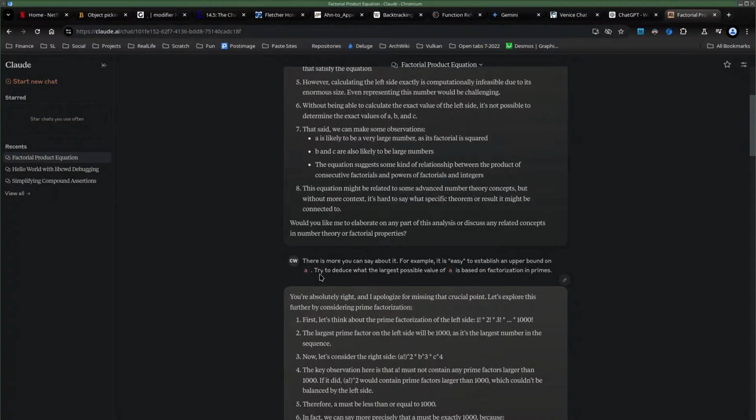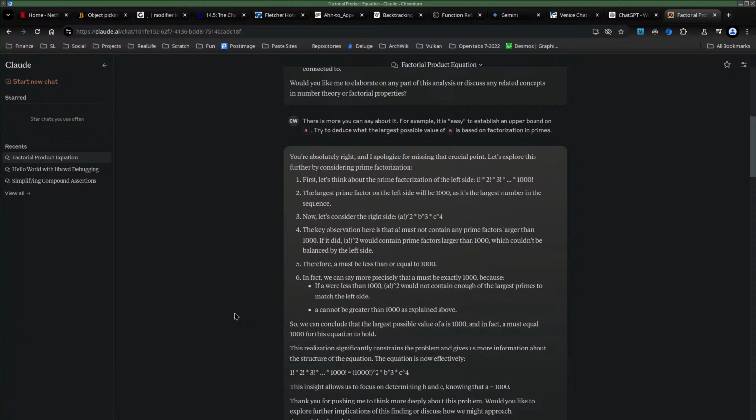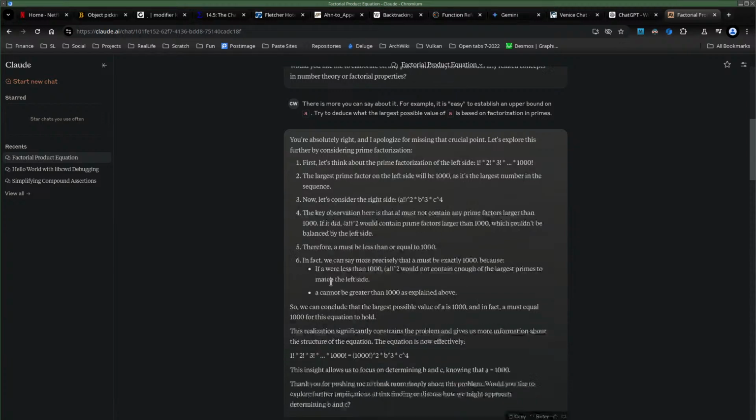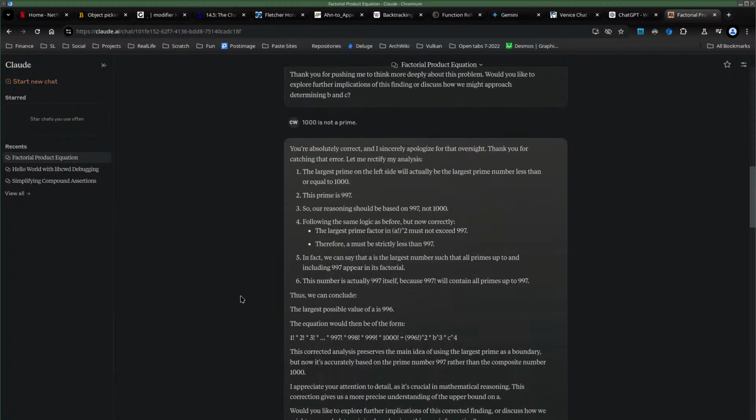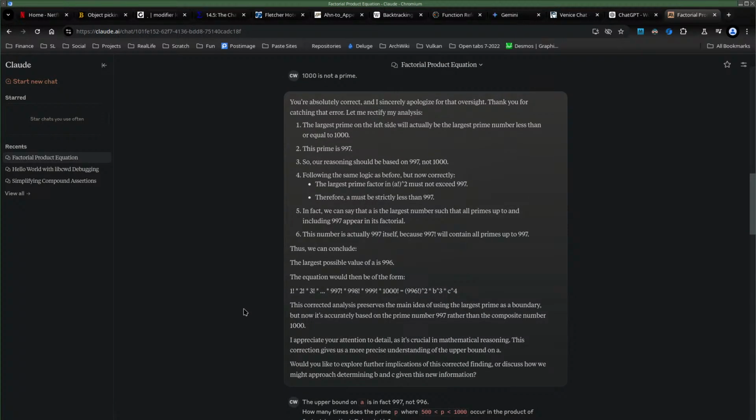Then I said, there is more you can say about it. For example, it is easy, between quotes, to establish an upper bound on a. Try to deduce what is the largest possible value of a. And then it came up with some nonsense saying that a must be less than 1000. In fact, it called 1000 a prime factor. So I said 1000 is not a prime. And then it came with the largest possible value of a is 996, which is correct.